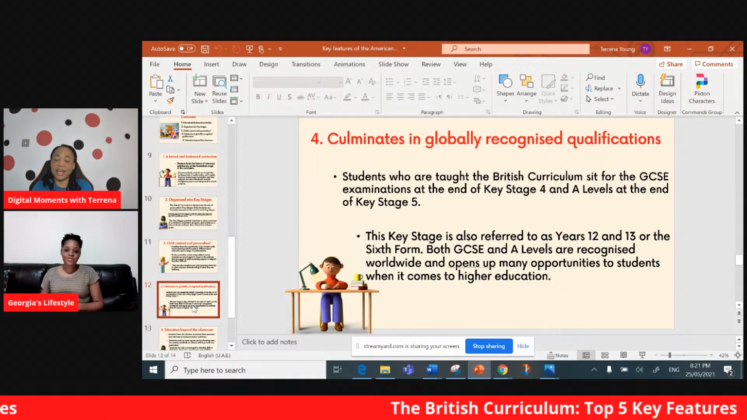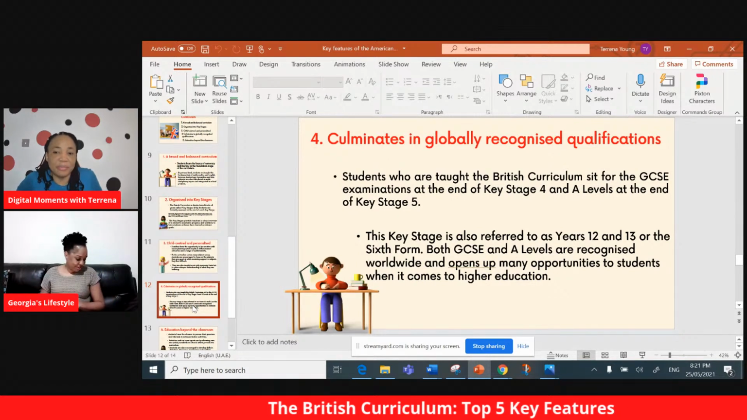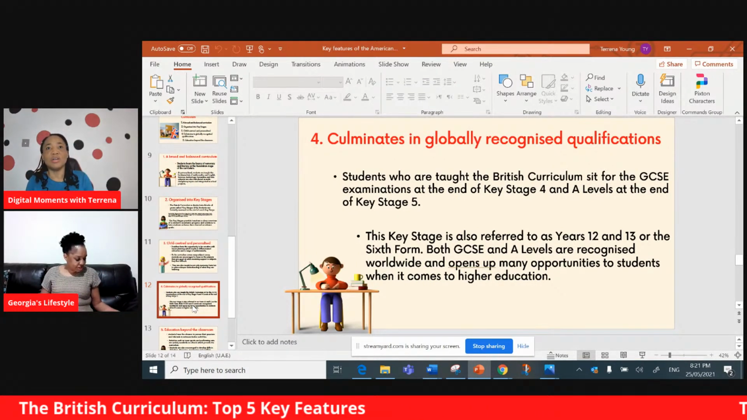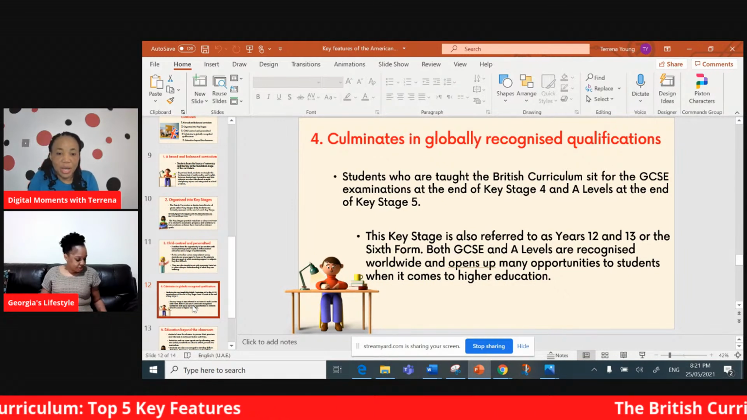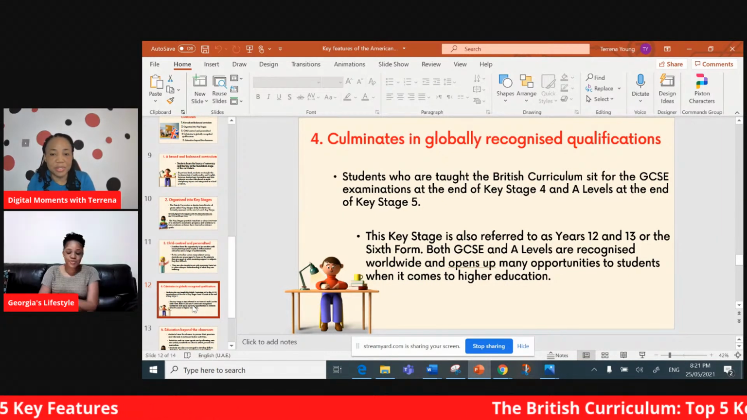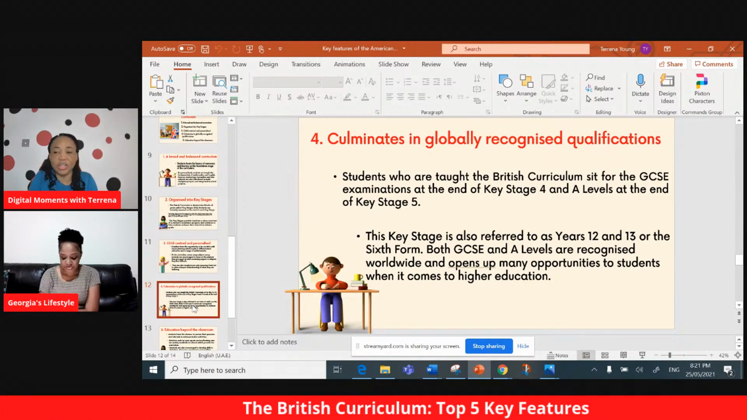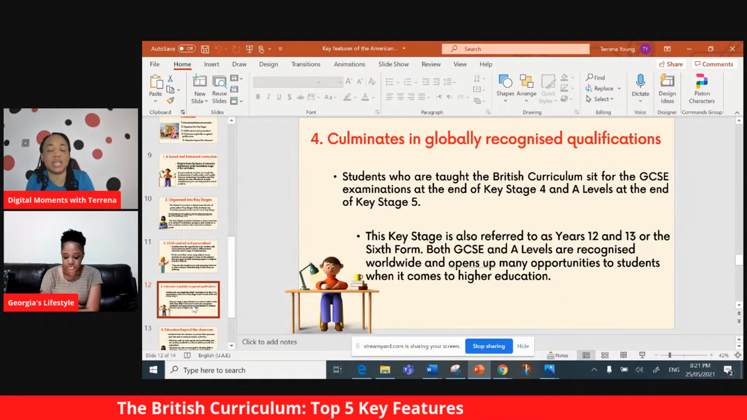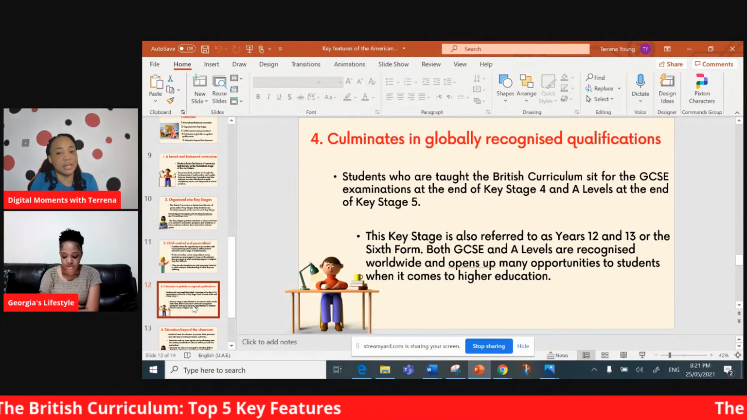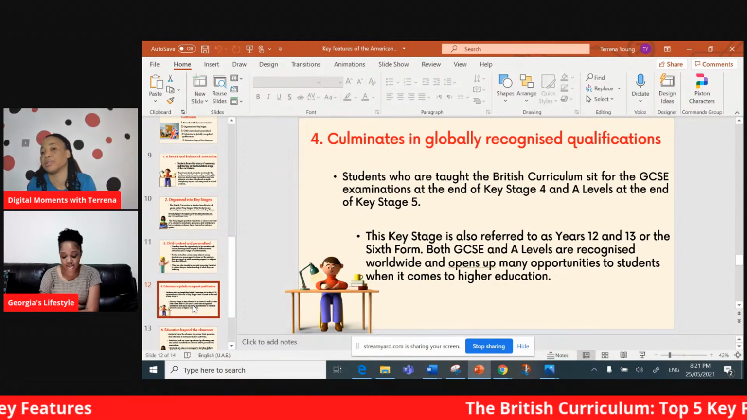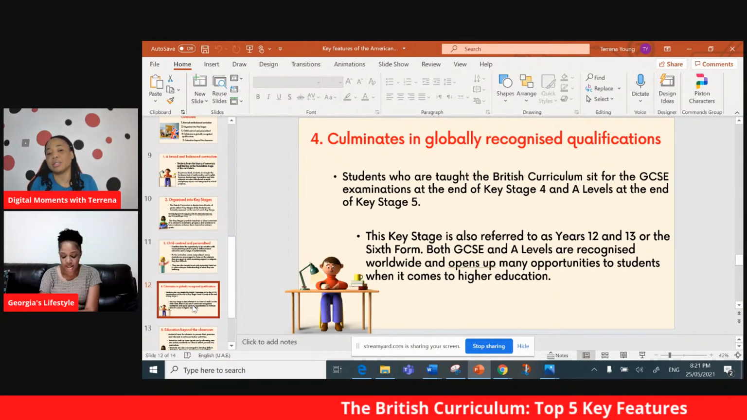And if we have the same or similar exit exams, that means we have been teaching the same concepts. We have been teaching and gearing our students to achieve the same benchmarks and standards if we have the same or similar exit exams.